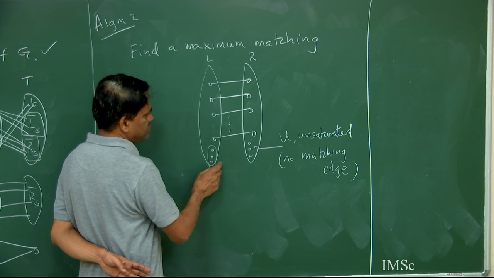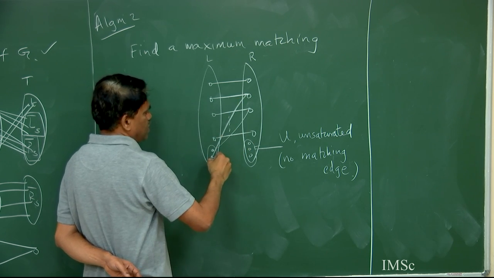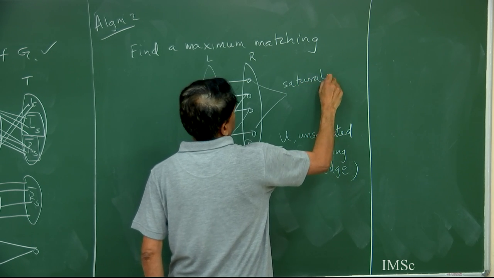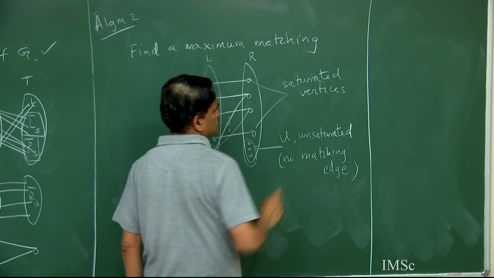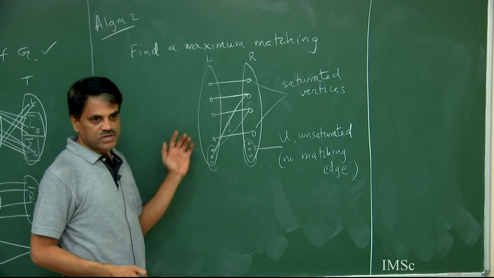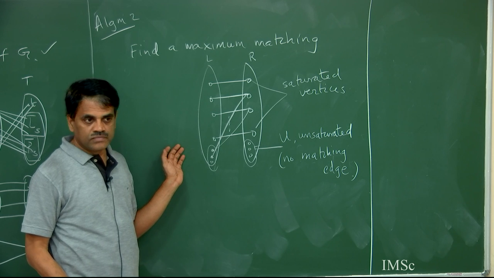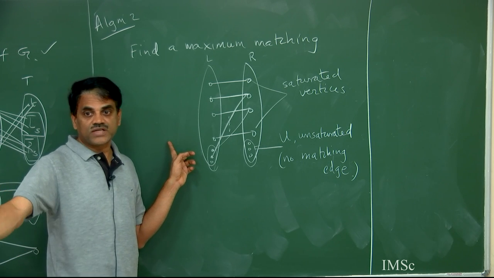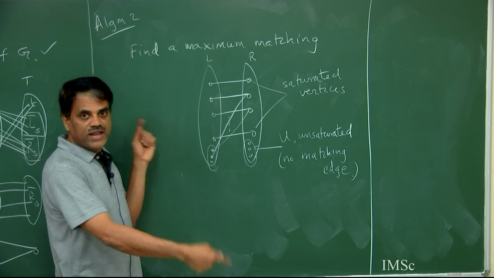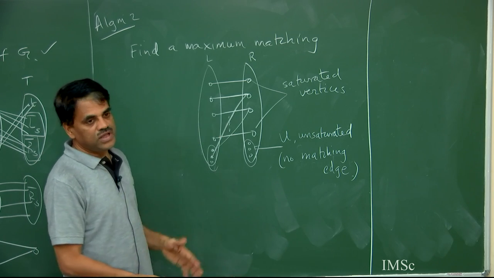So these are unsaturated vertices, and they will have some edges going out. They must be going out to some saturated vertex. So these are saturated. Look at the unsaturated vertices and look at their neighbors. They must be saturated, right? Why? Otherwise it is not a maximum matching, because if one of these vertices has another vertex which is not saturated, what prevents you from adding that edge to the matching? Since the given matching is a maximum matching, its neighbors must be matched vertices.